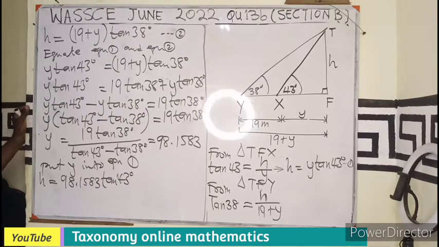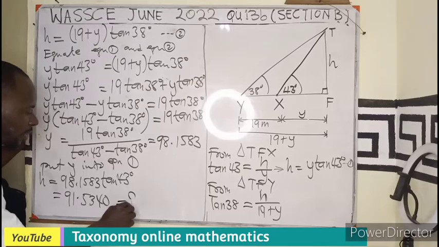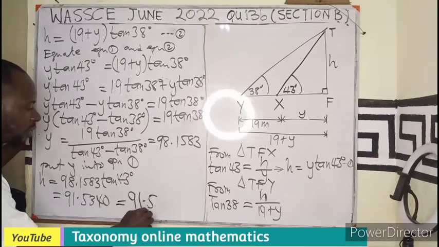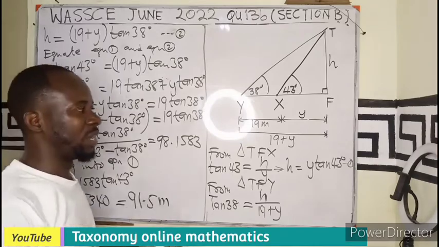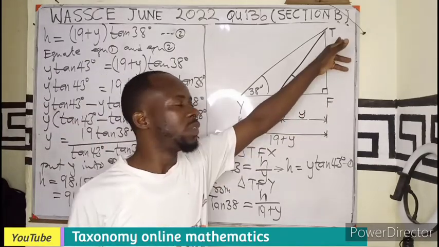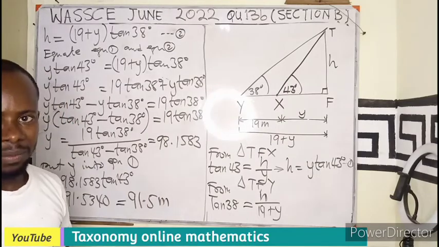And if you do that on the calculator, by multiplying this by tan 43, you have 91.5340. But the question is asking for 1 decimal place. So this is going to be 91.5 meters. So therefore, the height of the tree, that is from F to T, is 91.5 meters.